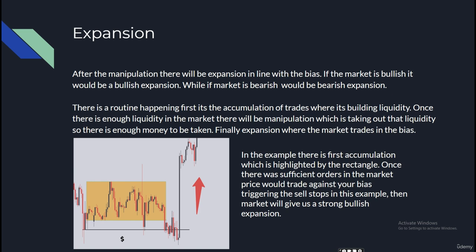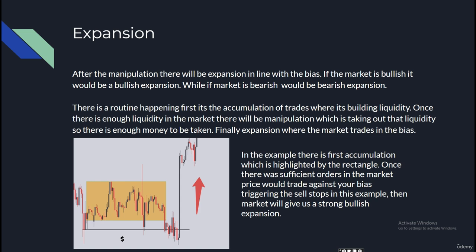Then we drop down into the smaller time frames to identify exactly when it's going to happen. More about understanding bias and a whole top-down analysis will be explained to you in the next couple of videos. And if you didn't notice yet, there's a routine happening. First is the accumulation of trades, where it's building liquidity into the marketplace, with liquidity both going long and short. Once there's enough liquidity in the market, there will be manipulation, which is taking out that liquidity, so there is enough money in the market for the big banks and the big corporations and all of the big traders who are trading with hundreds of millions of dollars.